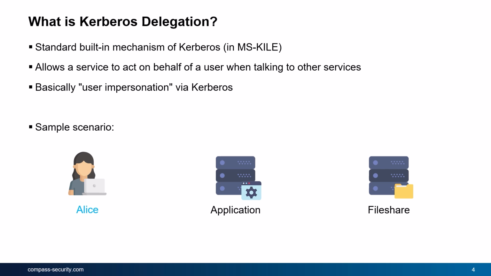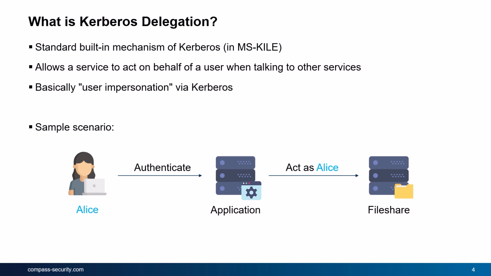We've got a quick sample scenario here. Imagine we have on the left side our user Alice. We then have an application, for example, a web application, and we might have a file share in the backend. Now when Alice authenticates to the web application, what we want to achieve with Kerberos delegation is that the application can then act as the specific user against the backend resource, for example, a file share.